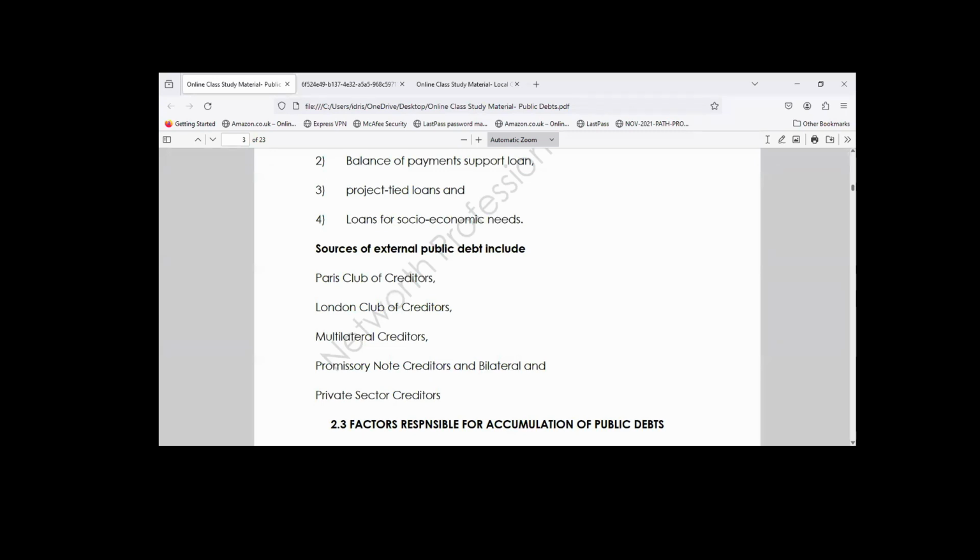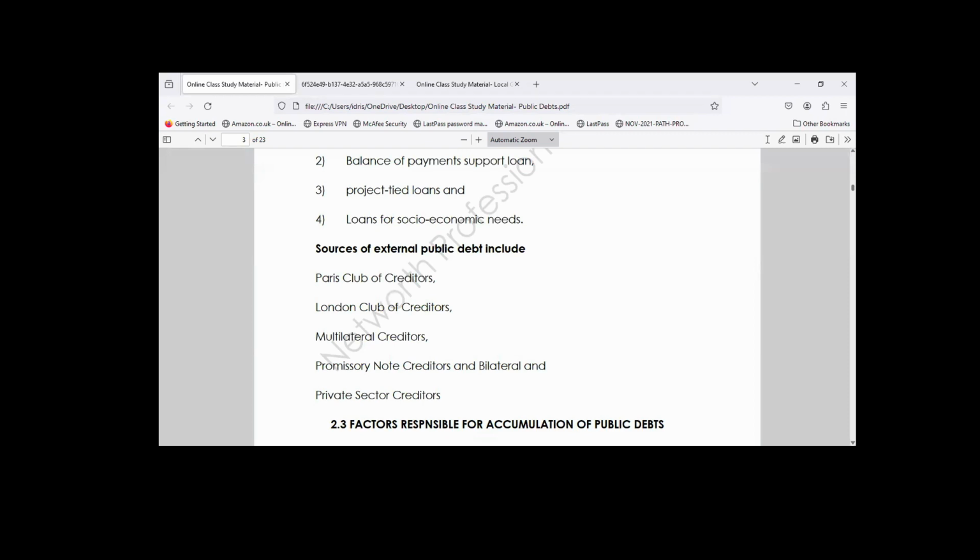Multilateral in the sense that they can give you money for any purpose. It's not for one purpose. The Paris Club of Creditors, if they want to give you money, will tell you the purpose you are going to use the money for. The London Club of Creditors, if they want to give you the money, will tell you what you are going to use the money for. So these are the sources of external loan, external debt.